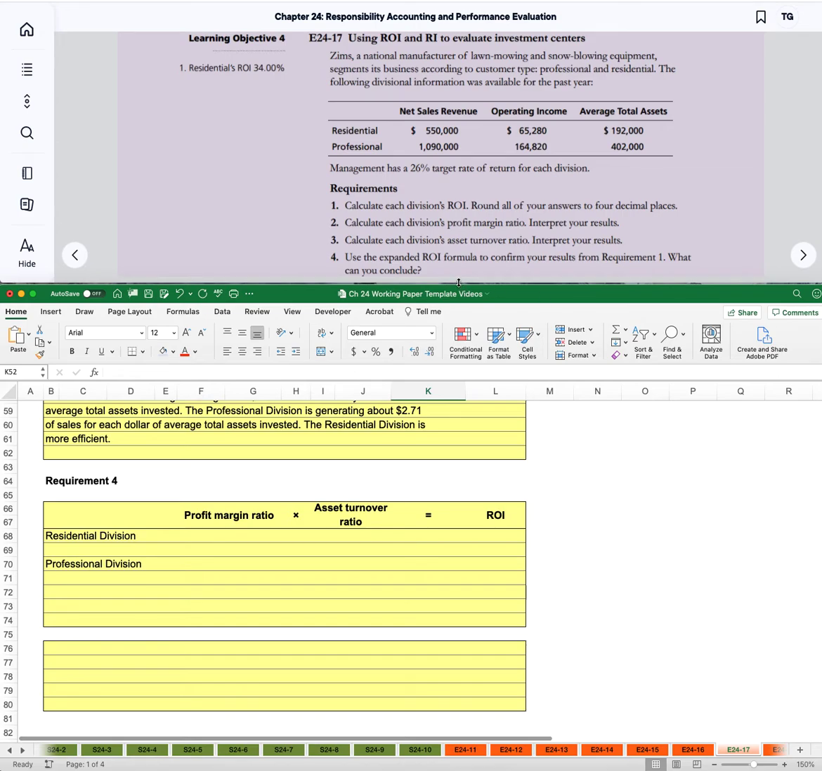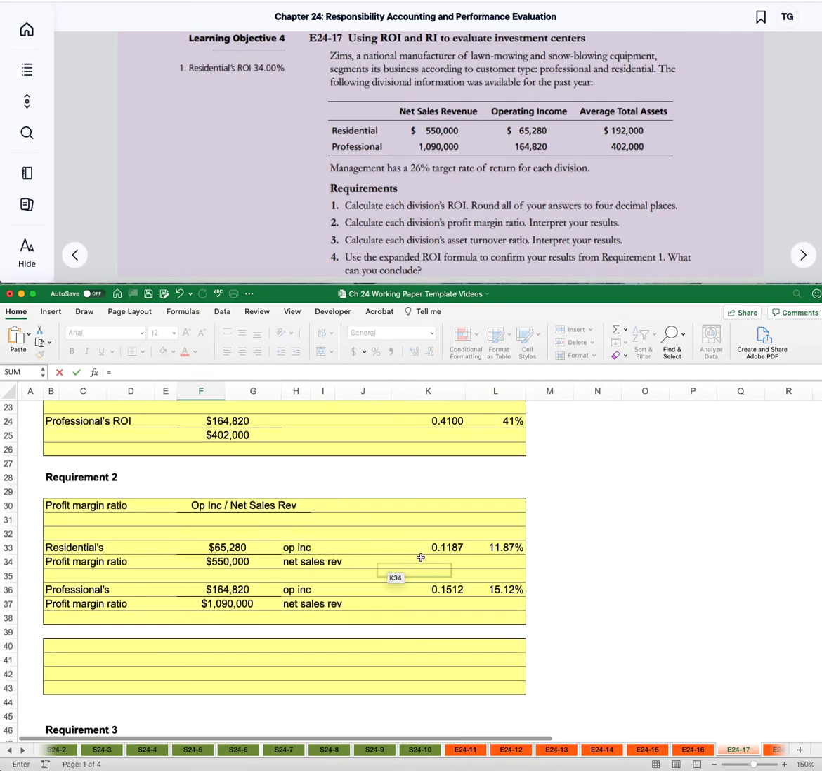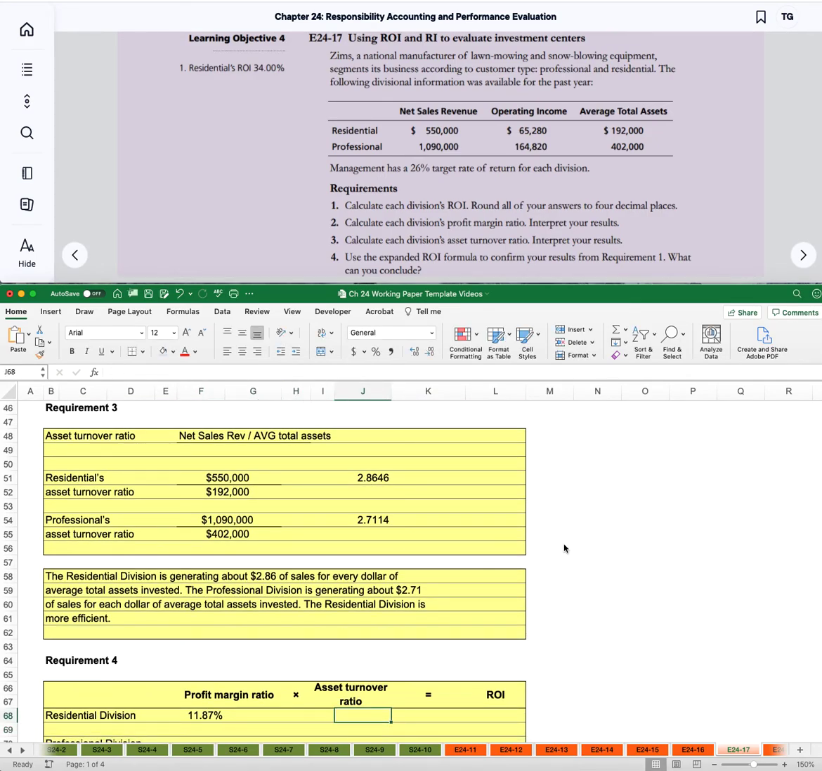So requirement 4 is to use the expanded ROI formula to confirm the results from requirement 1. And so to do that, we'll take the profit margin ratio. So we'll come back up here and grab that 11.87% times the asset turnover ratio of the 2.8646, and we'll multiply those together for 34%.